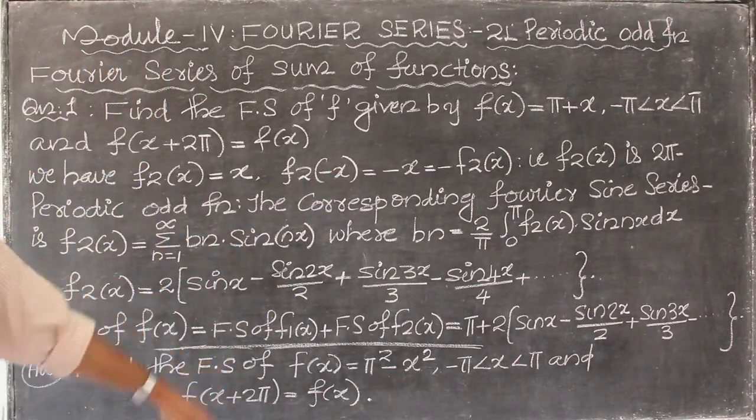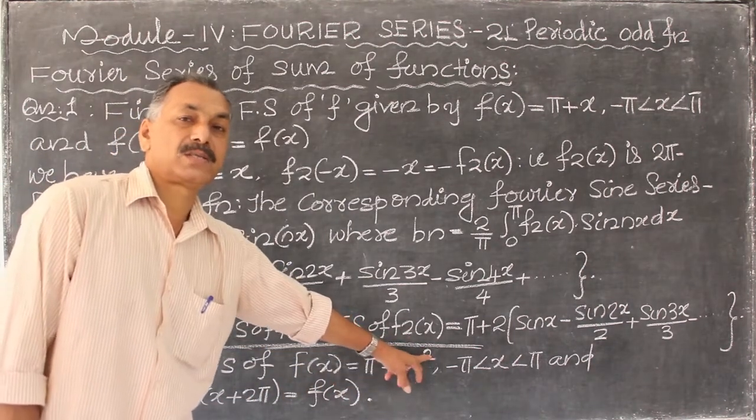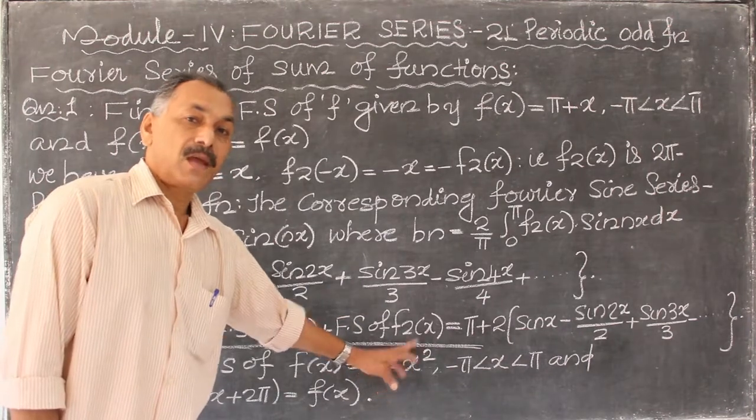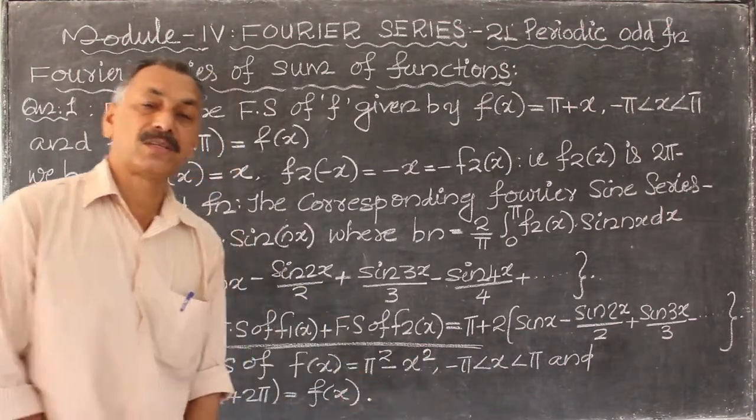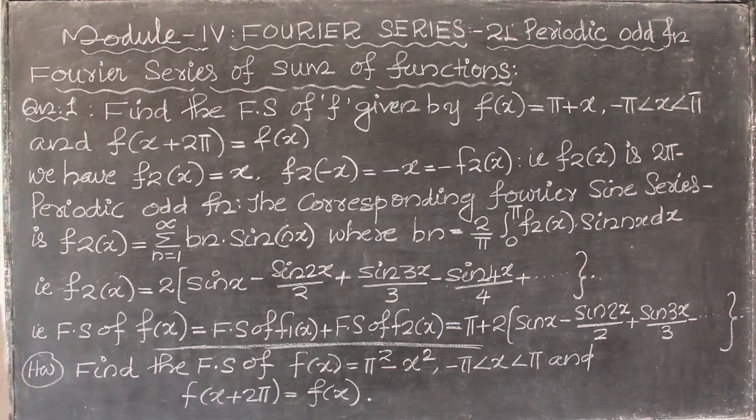ഇത് സേവ് ചെയ്തിട്ട് ഹോംവർക്ക്: f1(x) is equal to π square, f2(x) is equal to x square. പിന്നെ the Fourier series of f(x) is equal to the Fourier series of f1(x) minus the Fourier series of f2(x). ഇതിനകത്ത് ചെയ്യാം. ഓക്കെ, അതുകൊണ്ട് സേവ് ചെയ്യുക.